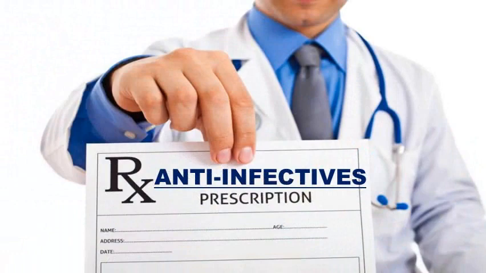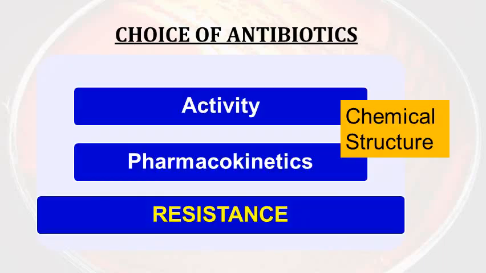Whenever a patient visits a doctor with some symptoms, and if the doctor identifies that there is an infection, the doctor will prescribe some anti-infectives along with other supportive medications. While prescribing antibiotics, the doctor looks for certain criteria such as the spectrum of activity of the antibiotic and the pharmacokinetics profile of the antibiotic, which are related to the chemical structure, and the third criteria is resistance.